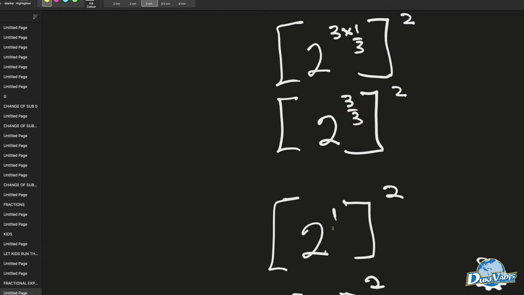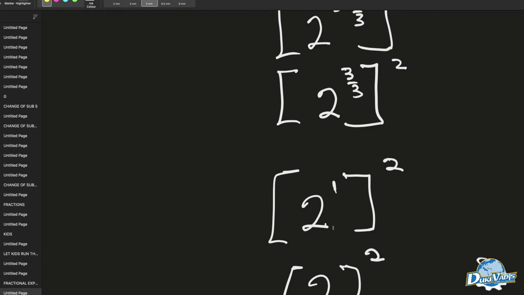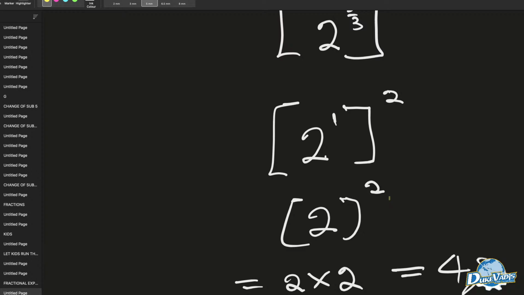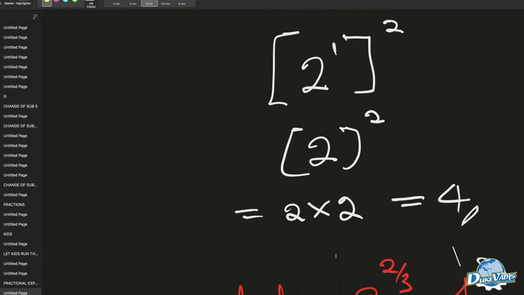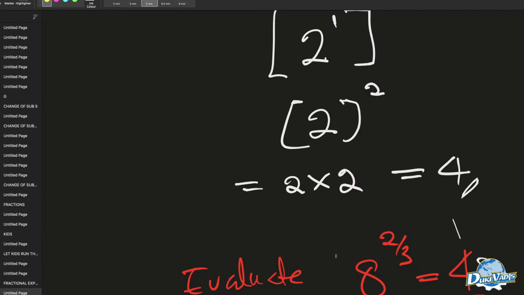So 2 raised to the power 1, we know is equal to 2 itself. Then we come here, the exponent, which is the factorized 2, is here. So it means 2 times 2, which is 4. Yes. Okay, friends, that is where we end the first session of our fractional exponent for today.